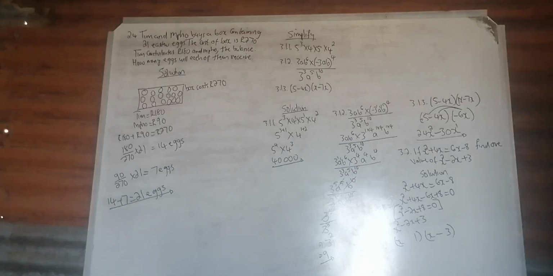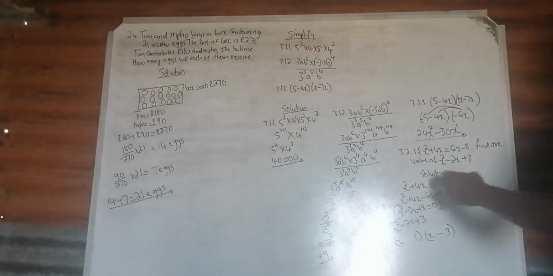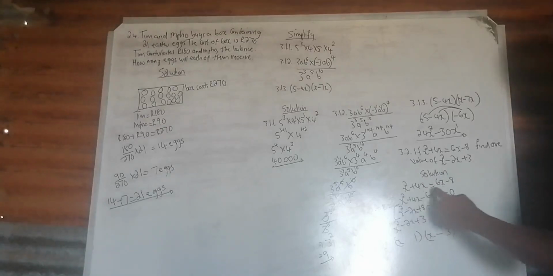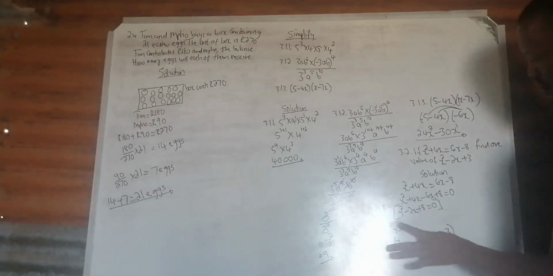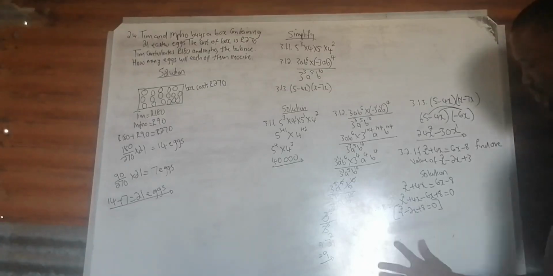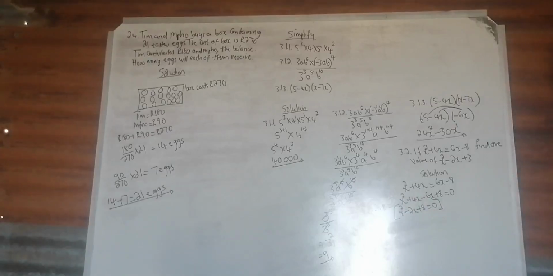So let us check exactly what is happening here. If x squared plus 4x equals 6x minus 8, find the value of x squared minus 2x plus 3. We've tried to simplify this, and it simplifies to that. 4 minus 6 is minus 2. I can't factorize this. This cannot be factorized, and if it cannot be factorized, there's nothing we can do. We will need to use the quadratic formula.